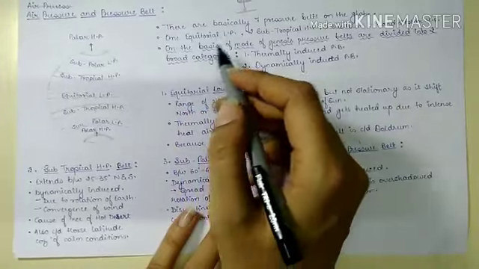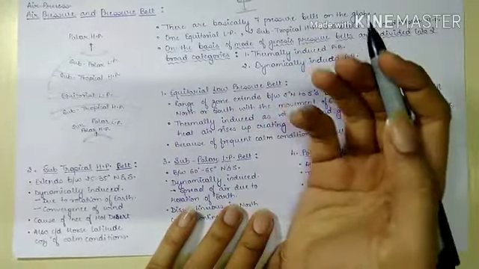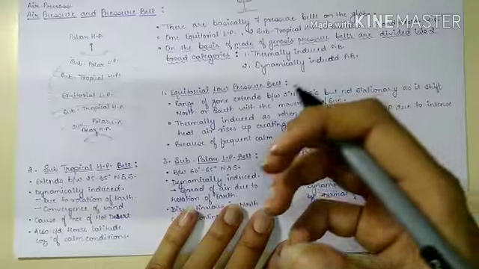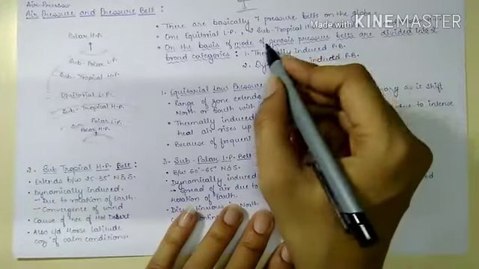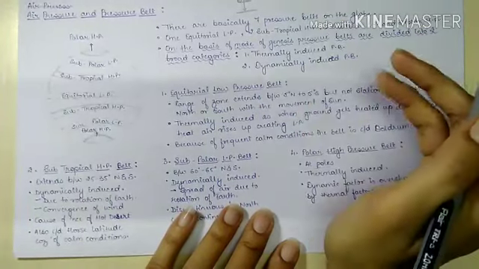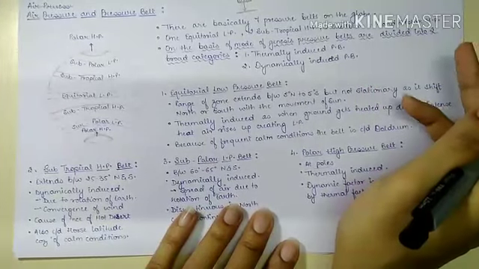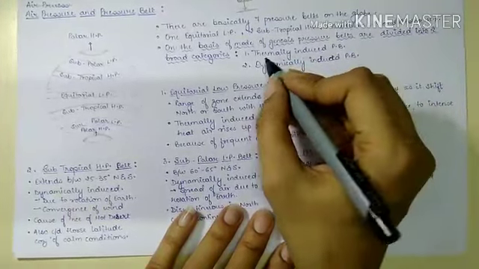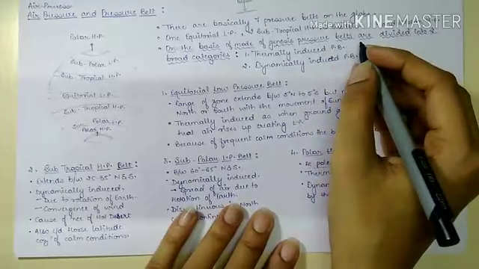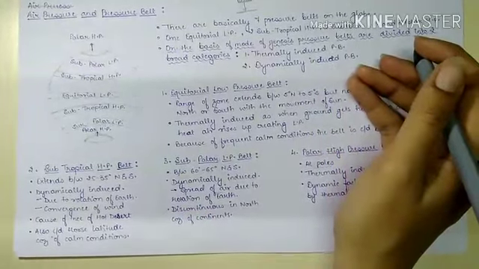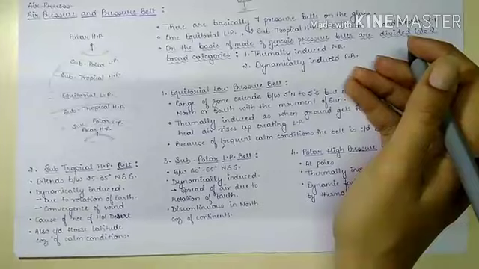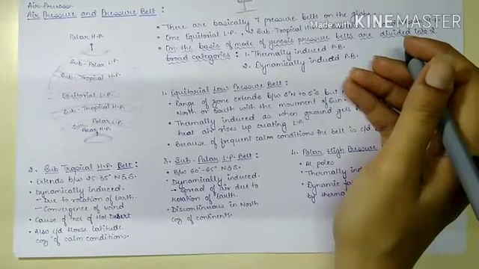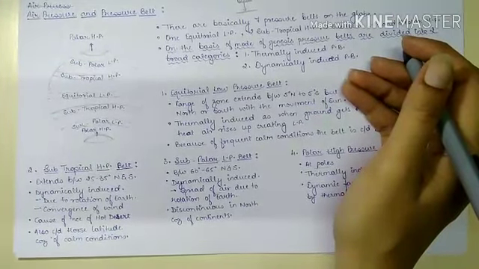Now on the basis of mode of genesis, like how they originated or how they actually came into existence, we have two broad categories of pressure belt. The first category is thermally induced pressure belt, which includes polar high pressure belt and equatorial low pressure belt. And next we have dynamically induced pressure belt, that is subtropical high pressure belt and subpolar low pressure belt.